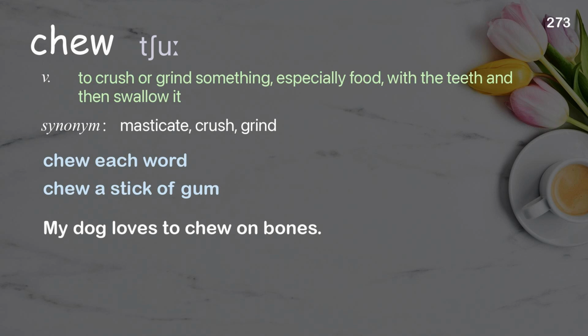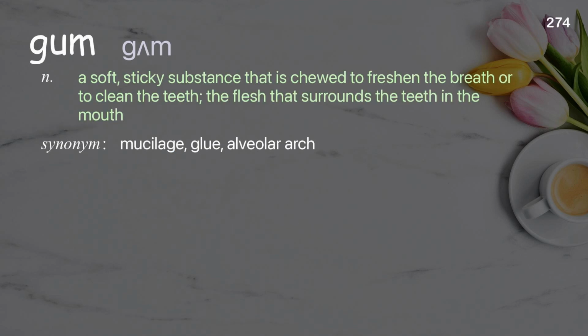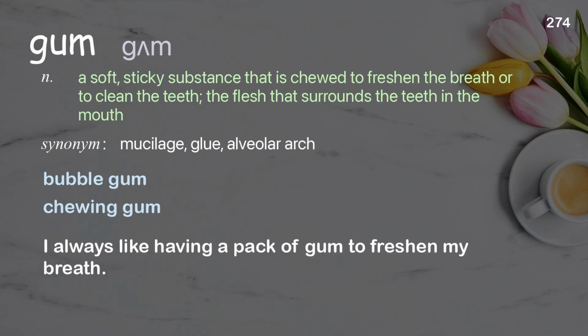Gum. A soft, sticky substance that is chewed to freshen the breath or to clean the teeth, the flesh that surrounds the teeth in the mouth. Examples: Bubble gum, chewing gum. I always like having a pack of gum to freshen my breath.